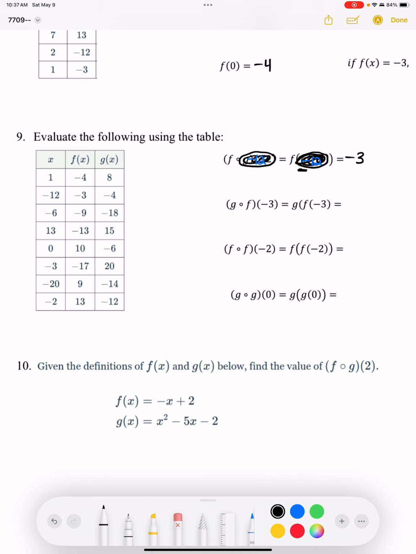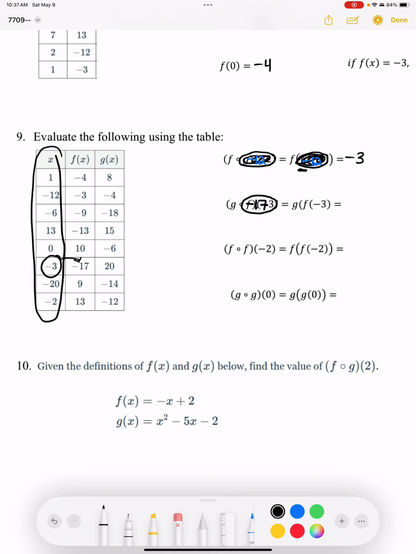We're going to do, first you need to get f of -3. So again, we start in the x. So I'm going to go to -3, and the answer has to come from f. So that's -17. So then this is -17.